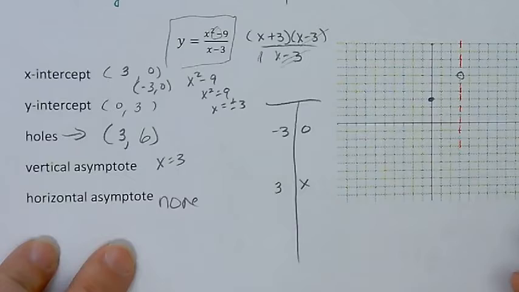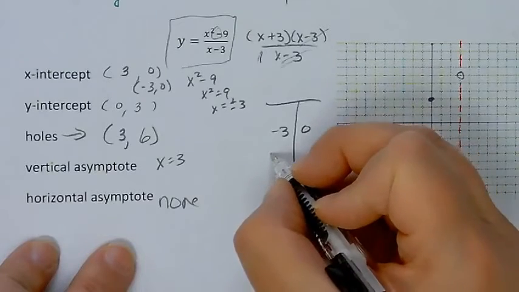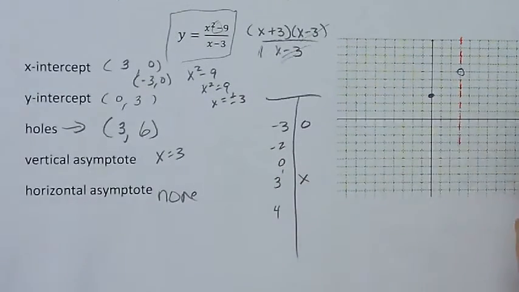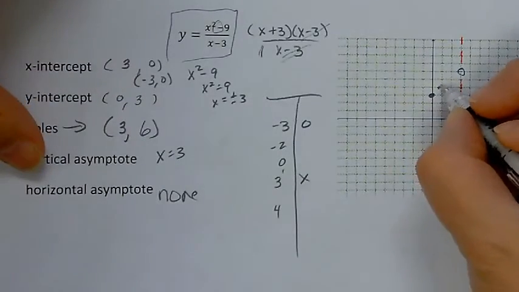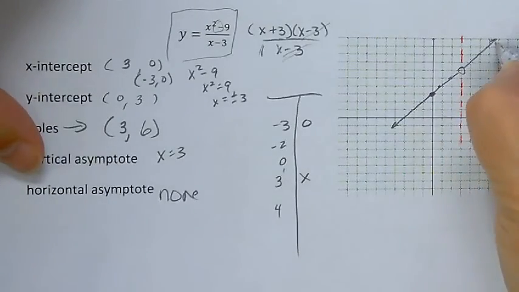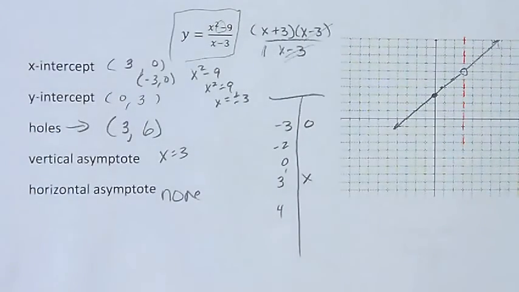Because when I go back and I put values in, what's going to happen is it's going to be an equation that looks like this. It's going to be linear, but it has a hole at 3.